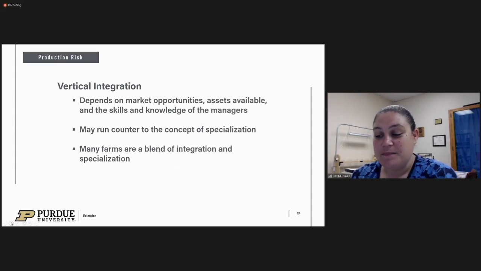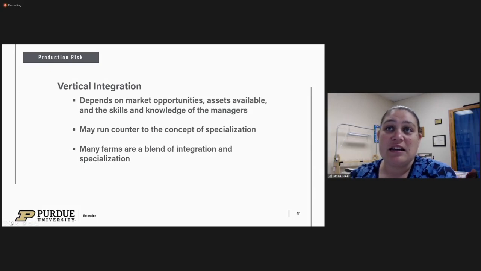The next way that we can reduce production variability is through vertical integration. Vertical integration focuses on all the ways that output from one production stage is transferred to another. A good example of this is when a traditional row crop farm raises corn and soybeans and has the capacity to make their own livestock feed, to either sell to other livestock producers directly or to utilize in their own livestock operation.